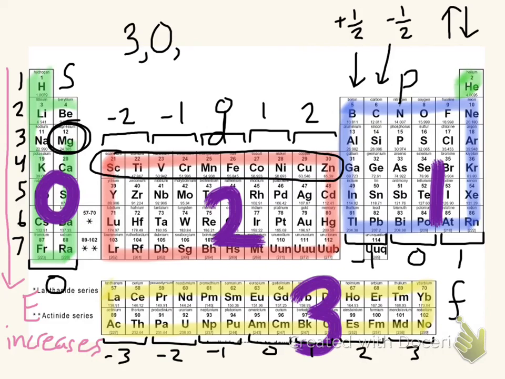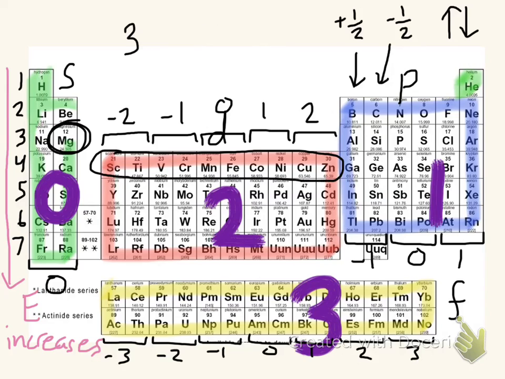The third number tells me which couple it is. If it's in the S block, it's always 0 because there's only one couple. And the final number tells me which one it is. Is it the first one in the couple or the second one in the couple? It's the second one, so it's going to be positive 1/2. And that's it. We're finished.